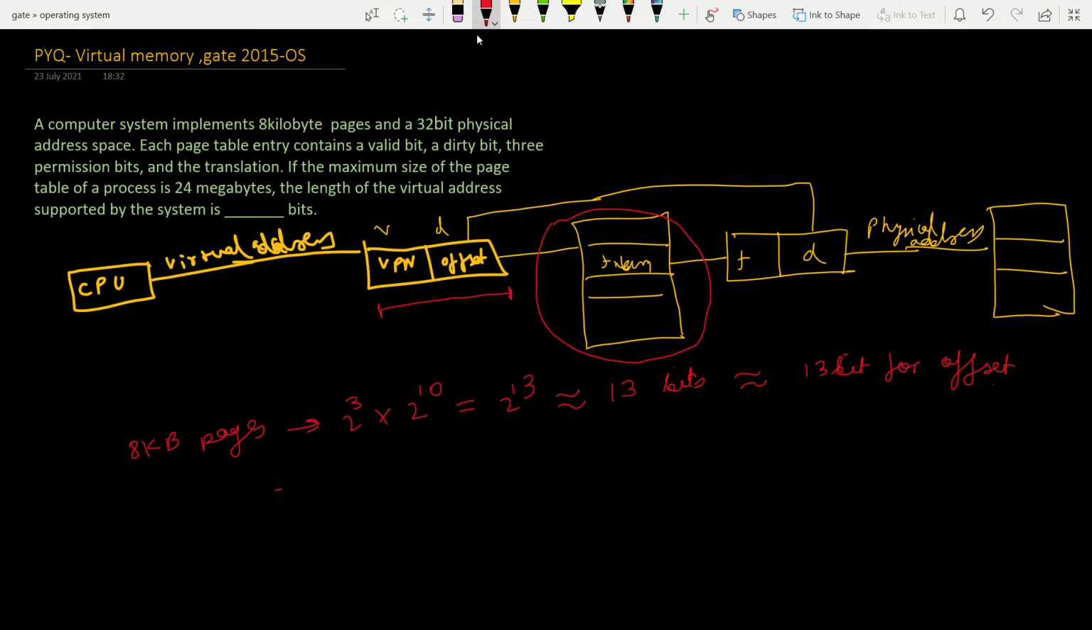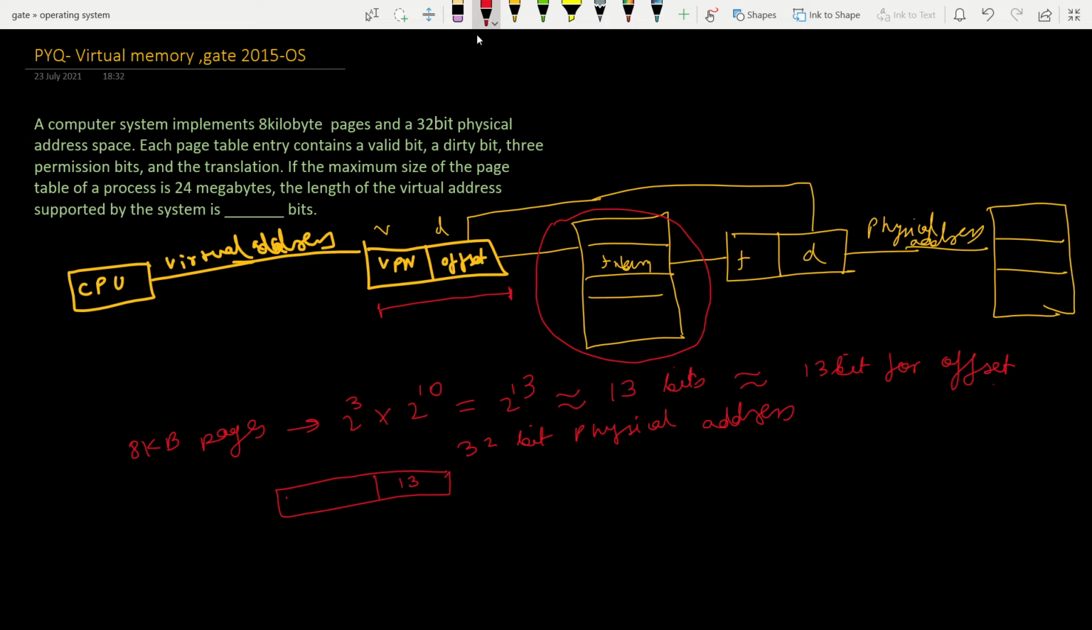Let us draw the physical address space once, it will be useful for us. We got the offset bits, that will be 13, and it's mentioned that this is a 32-bit physical address space. This is the 32-bit physical address space.